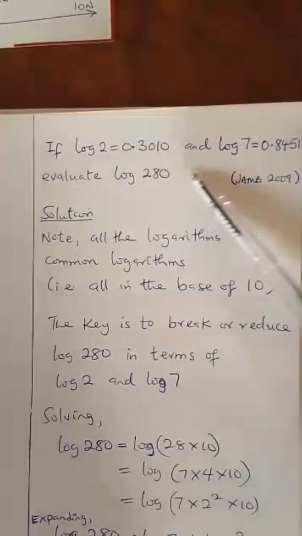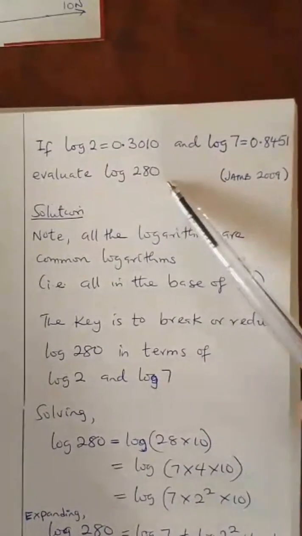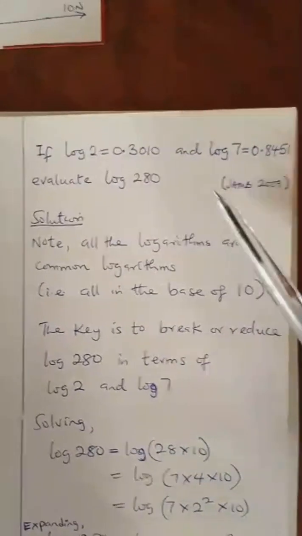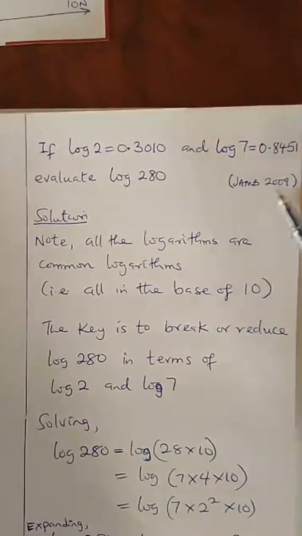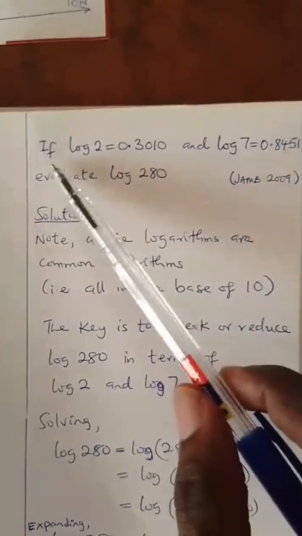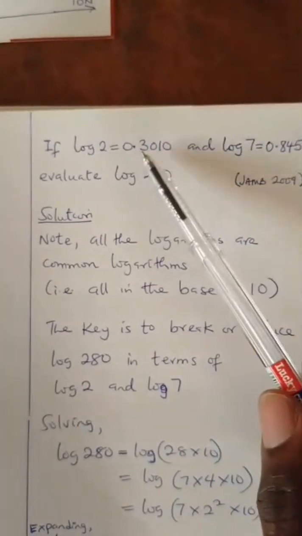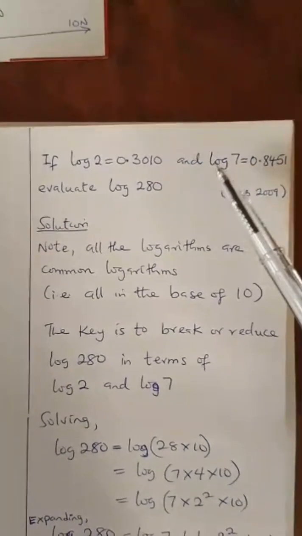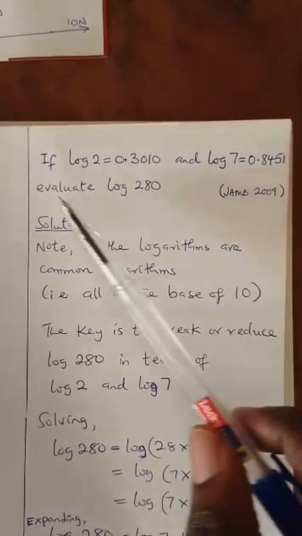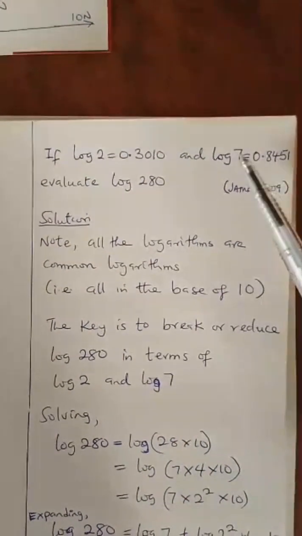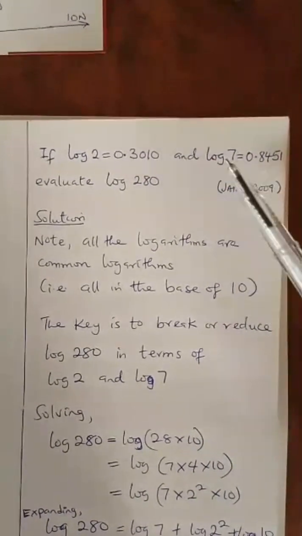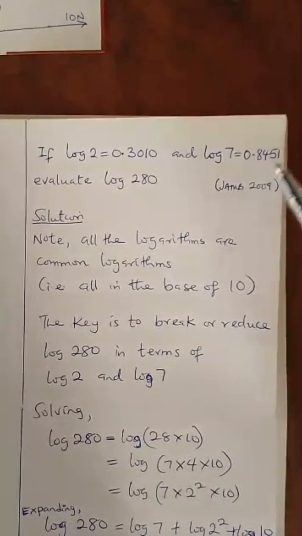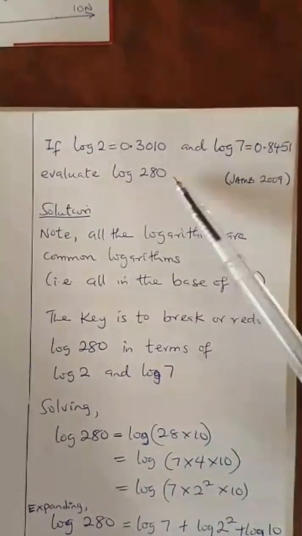So let's solve a typical examination question. Actually, this question is from the JAMB, the UTME, the JAMB of 2009. The question says if log 2 is equal to 0.3010 and log 7 is equal to 0.8451, evaluate log 280.